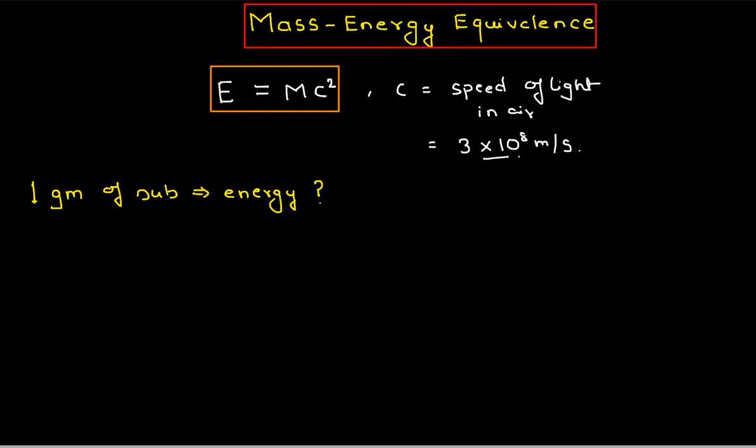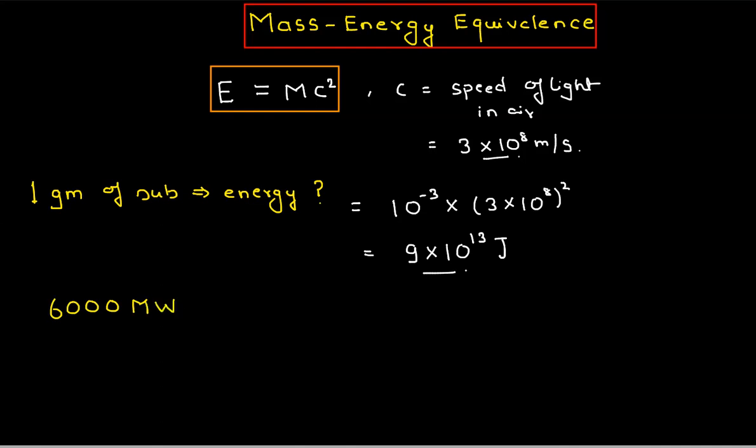Others, quickly calculate. These are simple calculations, right? Bigger calculations are waiting for you. Hold on. m×c², 10⁻³ kgs into 3×10⁸ whole square. This is 9×10¹³ joules.